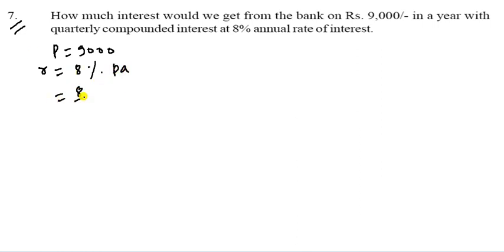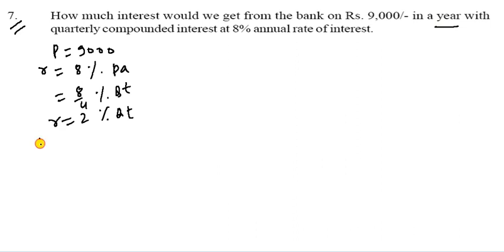Not quarterly, it is annual. It is per annum, or annual. So it will be divided by 4, and it becomes 2% quarterly.